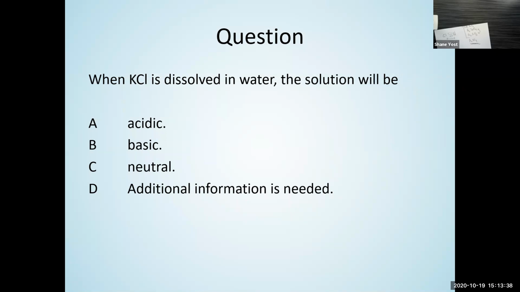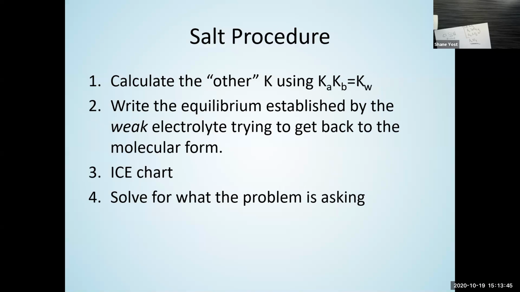It's going to be neutral, right? Potassium and chloride both are spectator ions. They come from strong acids, strong bases. This will be a neutral solution, okay?